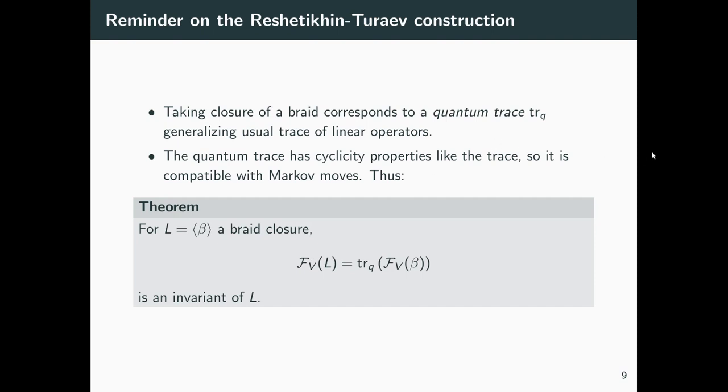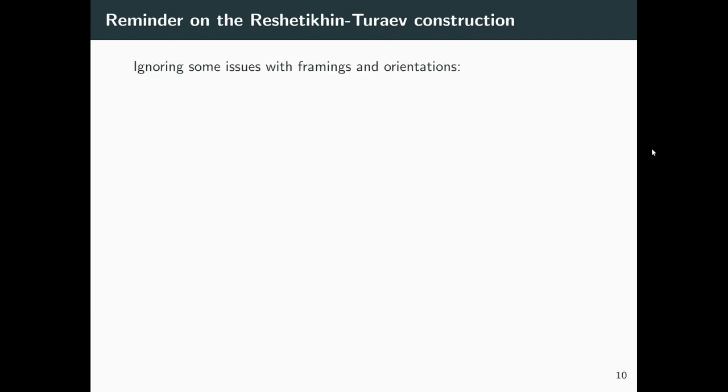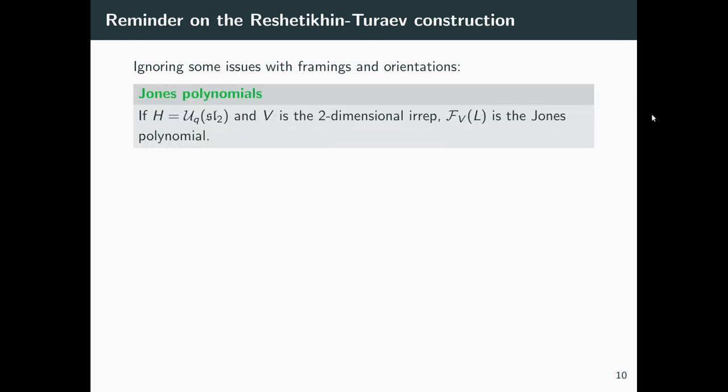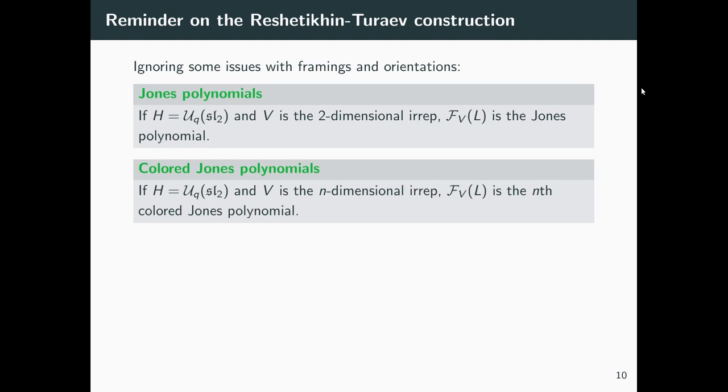All right, here are some examples. Technically, some of these are really for framed oriented links, but you can remove some of those adjectives as you do some stuff. It's not that important for what we're talking about, but if you've heard of the Jones polynomial, that is of this type. There, your algebra is U_q(sl_2), a quantum group associated to SL2, and if you let V be the two-dimensional irreducible representation of that, then you get the Jones polynomial. If you do sl_2 with the n-dimensional irreducible representation, then f_V of L is the nth colored Jones polynomial, like I mentioned in the volume conjectures.